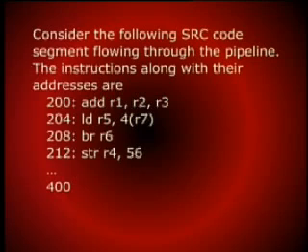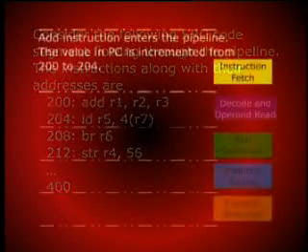The following instruction is a branch instruction, branch R6, stored at address 208, and the last one at 212, which is a decimal address, store R4, 56. Let us see how these instructions move into the pipeline.